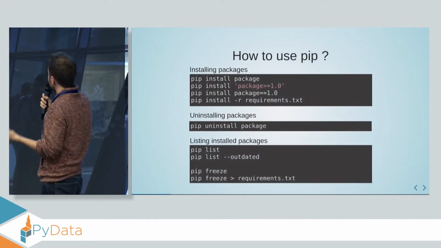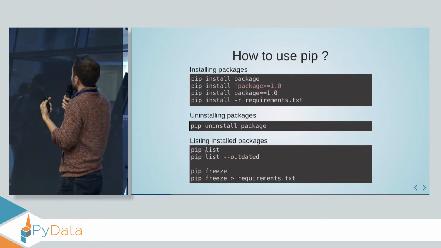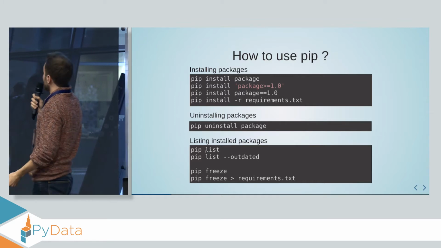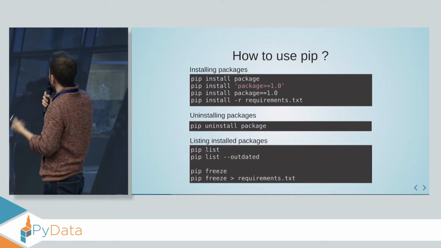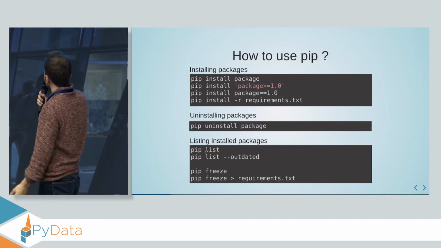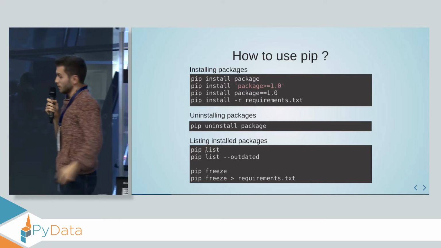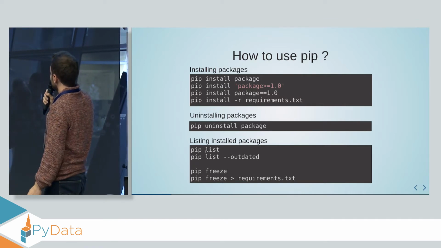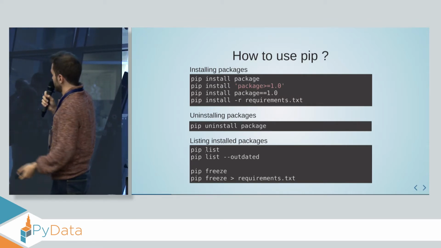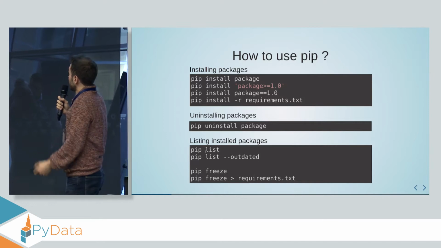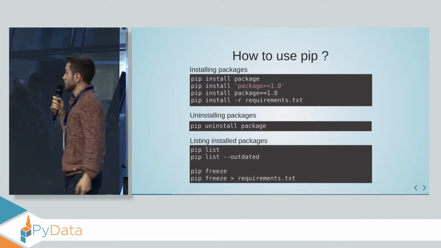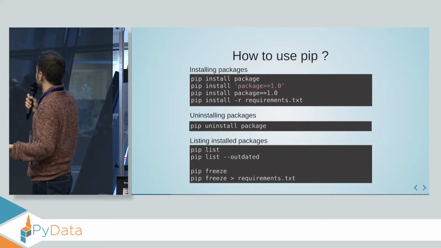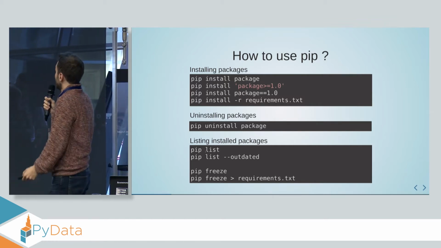And how to use pip? It's actually quite straightforward. You have the command available pip install for installing packages. You can also specify the minimal version, like in the second example. You can specify the exact version of the package that you want to use. And you can also use requirements.txt format file for installing multiple dependencies at once with the -r flag. For uninstalling, we have pip uninstall package command.